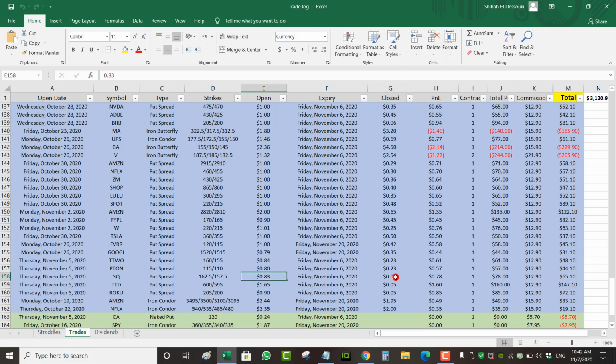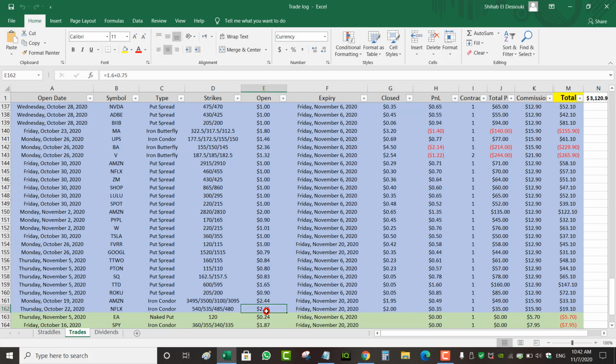Square collected 83, closed it for 5 cents. Trade Desk collected $1.65, closed it for 5 cents. That's a good one. $147 profit after commissions. Roku collected 90 cents, closed it for 5 cents, so $72 profit.